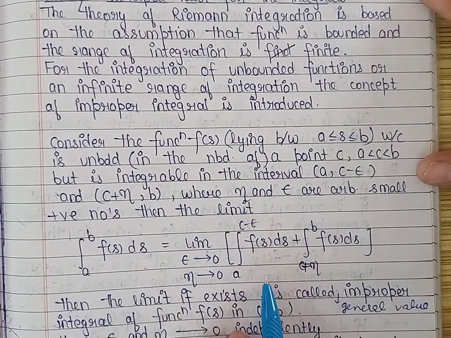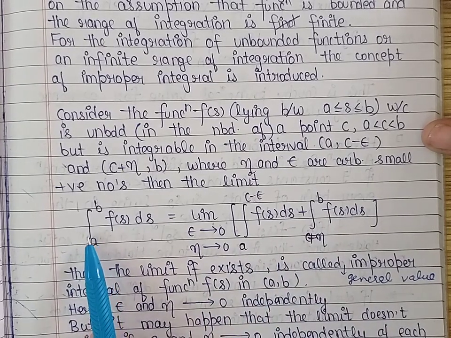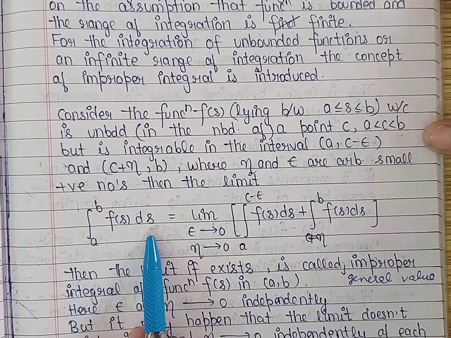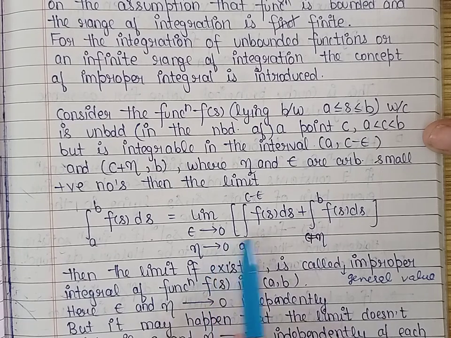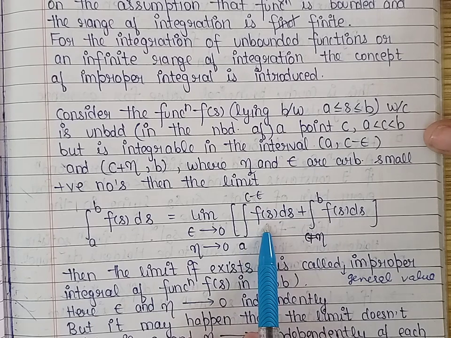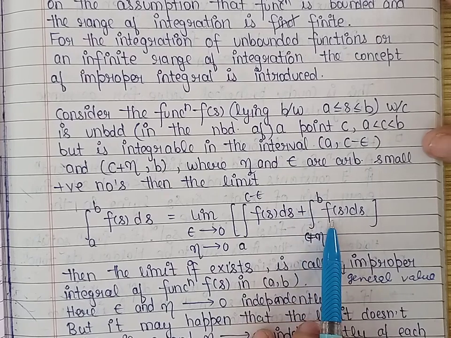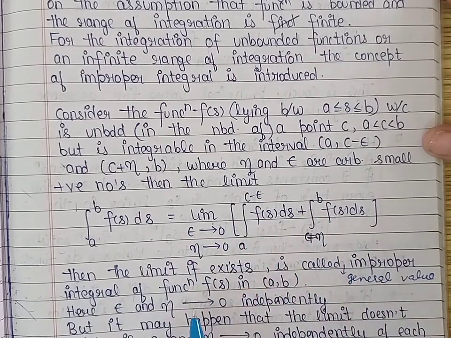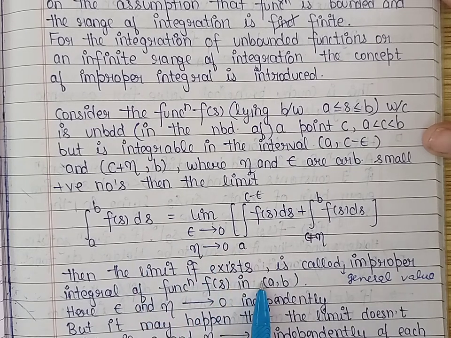So the general value of improper integral of the function f can be defined as the integral of the function f is equal to the limit as epsilon and eta approach 0 of the integral between the limits a to c minus epsilon of the function f plus the integral c plus eta to b of the function f. This expression is the limit. If this limit exists, it is called the general value of the improper integral of the function f in the open interval (a, b).